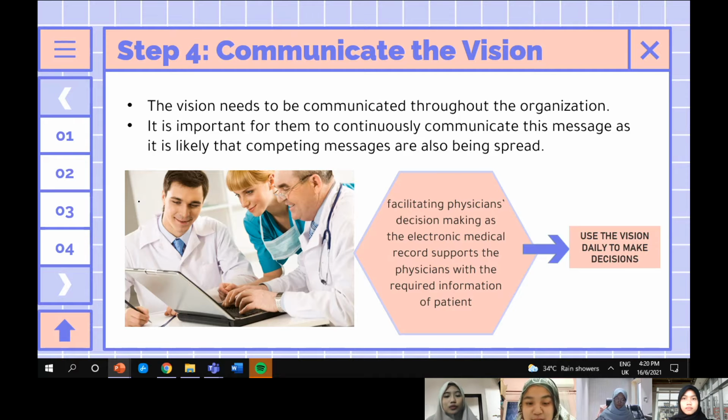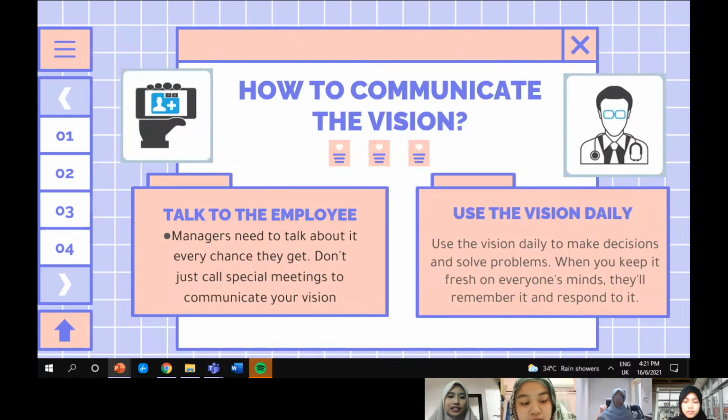So it is important for them to continuously communicate this message and try to apply it every day. As you can see in the slide, they use this vision daily to make decisions, facilitating decision making in using electronic medical records, which will support them and help them acquire information about their patients. And the next slide, we will talk about how to communicate the vision.